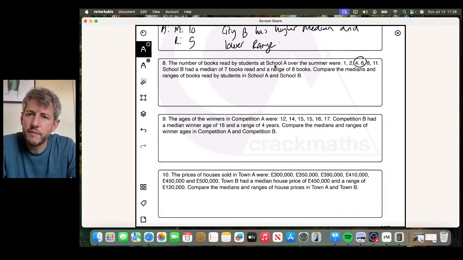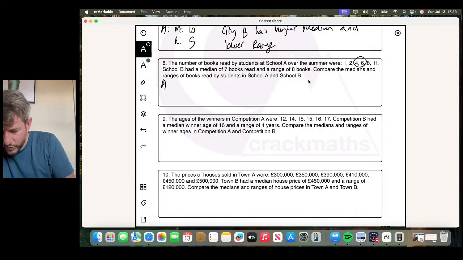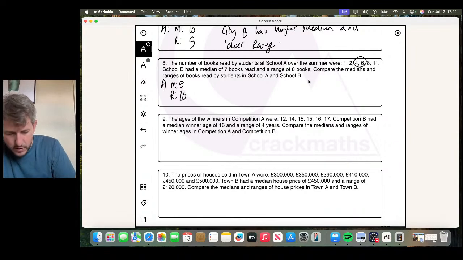Compare the medians and ranges of the books read by students in school A and school B. So for A, we've got our median and our range. The median is going to be 5 because that's halfway between 4 and 6. And the range is going to be 10. So school B has a higher median and a lower range.